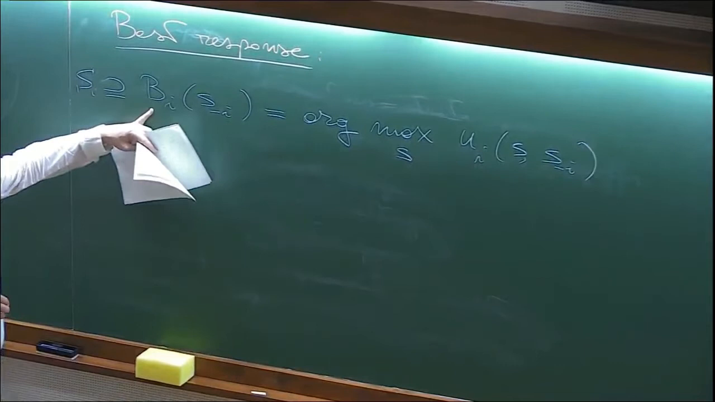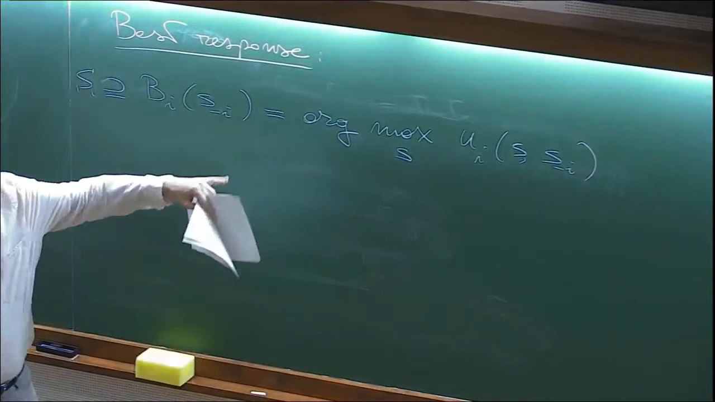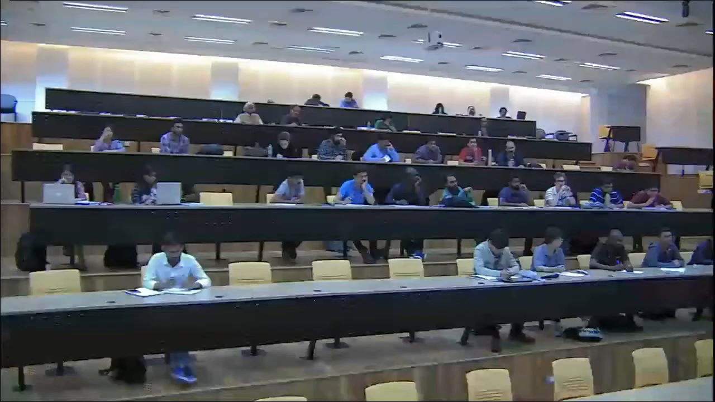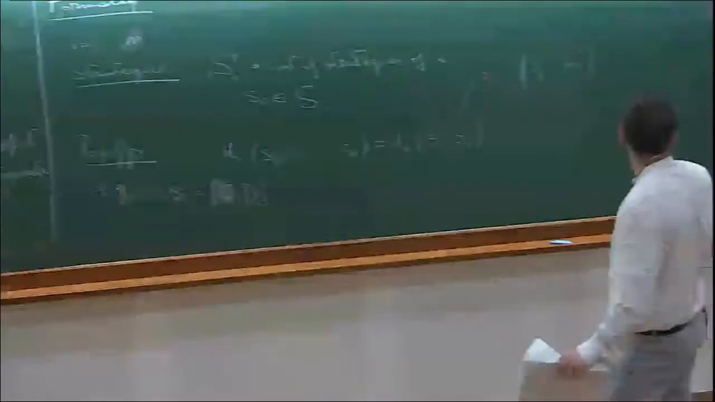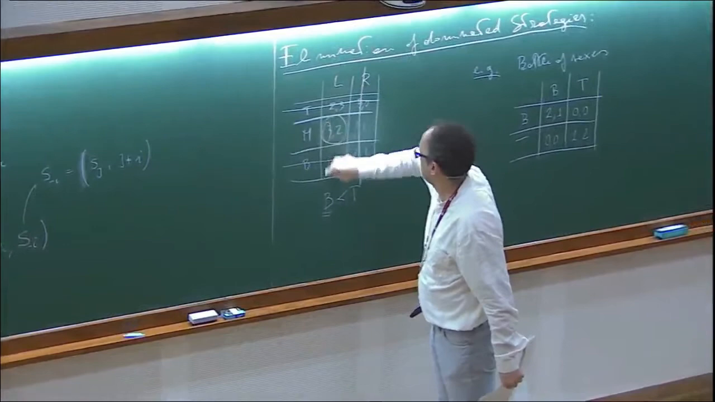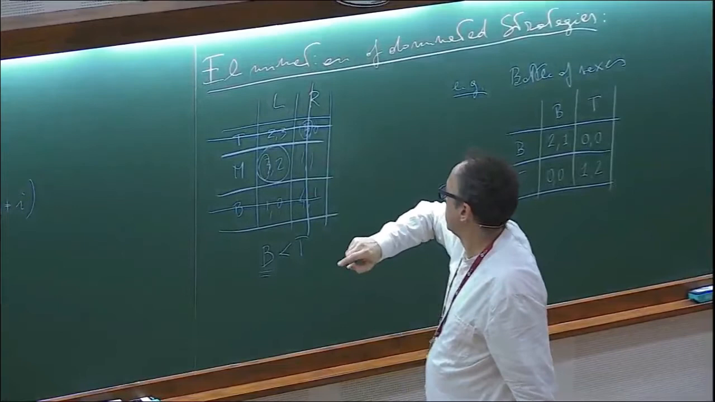Essentially this gives you the prediction of what I will play given what other people play. For example, in the prisoner's dilemma, defect is the best response both to cooperate and to defect. In this case, you can also work out the best response for L, which would be this, and the best response for R instead would be T, and you can compute this best response now.